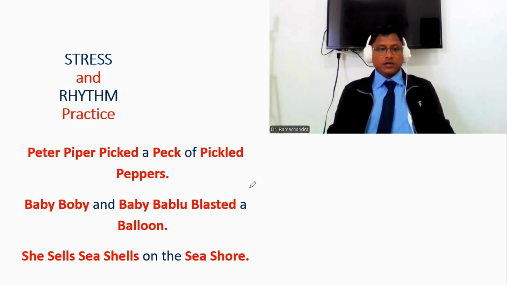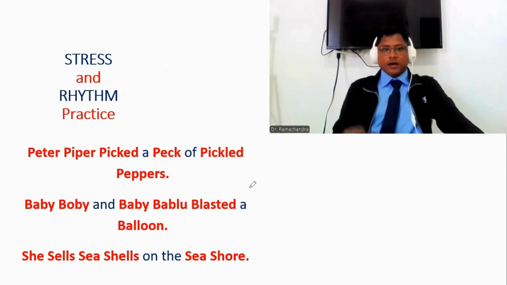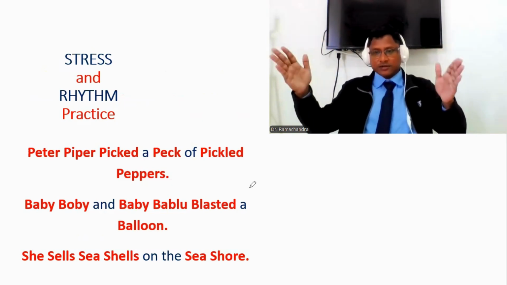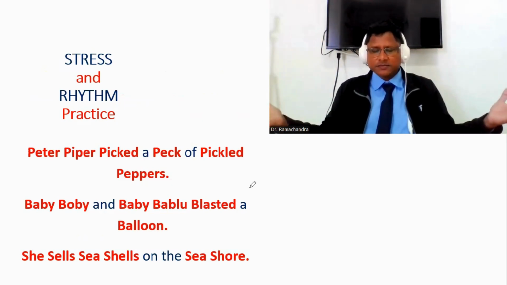Now, the last one. She sells seashells on the seashore. One more time. Peter Piper picked a peck of pickled peppers. Baby Bob and Baby Bubble blasted a balloon. She sells seashells on the seashore. Look at that, the same equal intervals of time from one stressed syllable to another stressed syllable. That is what rhythm is.